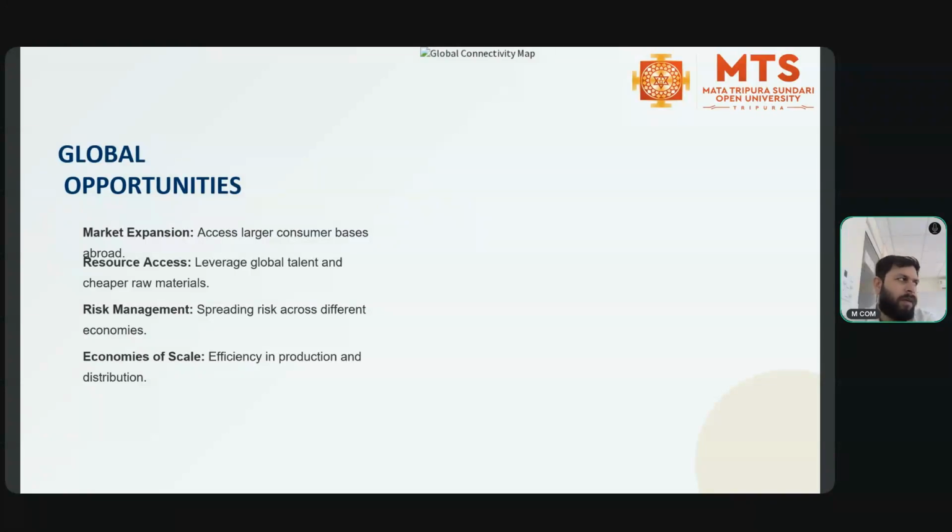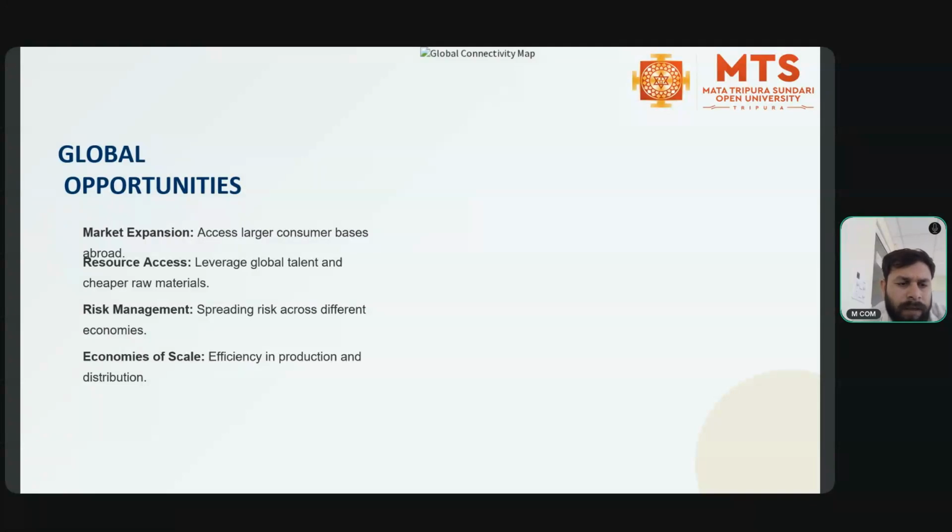Resource access. While moving toward the global area, you could have access to resources like human resources, human capital, or sometimes loans from the banks, or you can use cheap materials, or cheap labor. So these are the things you may get access to as an opportunity of going global.